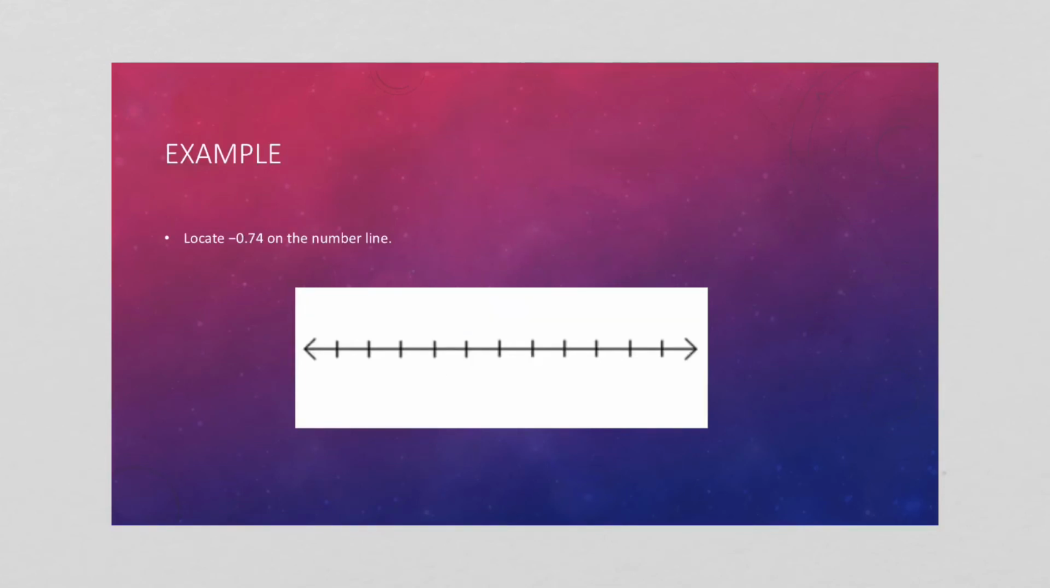So on this one, I'm going to show you that we can still count by ones here, even though this is a decimal. So 0, -1, -2, 1, 2, and just place -0.74 approximately where that would go, which would be about right there. But I could have counted by tenths as well. It's just however you count, just be consistent.